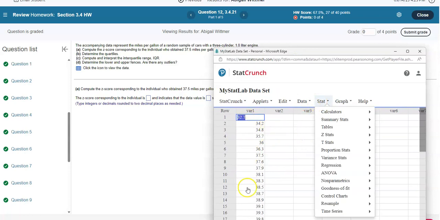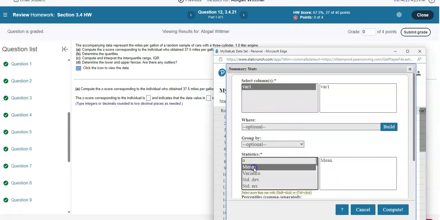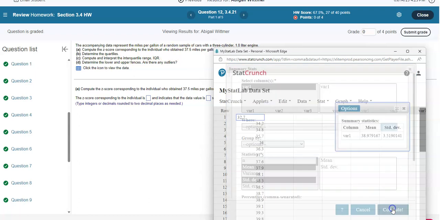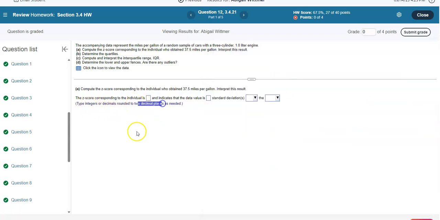You could do this by hand, certainly. I'll go to the data. I want to do summary statistics in the column, and the column's variable 1. I need to know the mean and the standard deviation in order to calculate the z-score. So I'm going to click compute. You're welcome to do it by hand. So it gives me the mean and the standard deviation. You want your final answer to 2 decimal places.